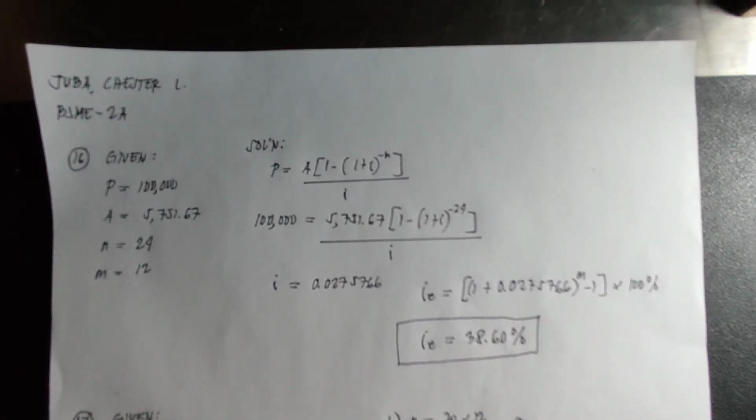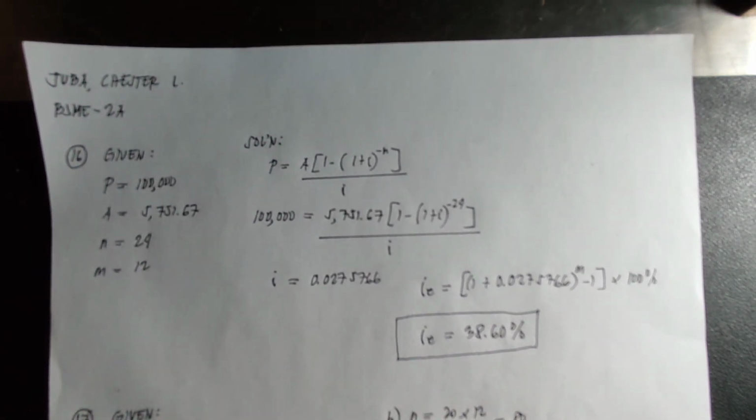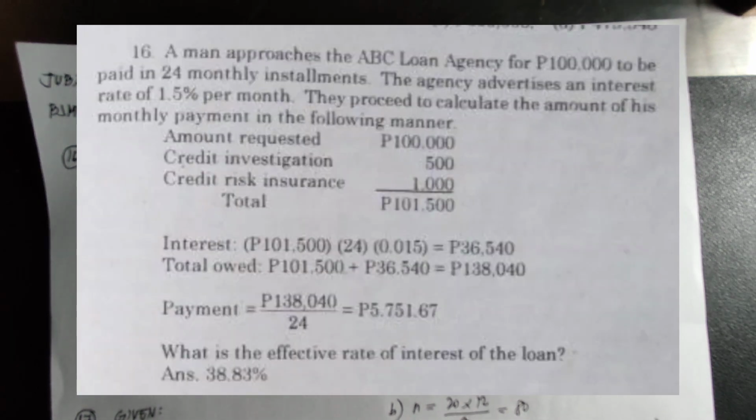So now we will go to number 16. It is said here that a man approaches the ABC loan agency for 100,000 pesos to be paid in 24 monthly installments. The agency advertises an interest rate of 1.5% per month. They proceed to calculate the amount of this monthly payment in the following manner. The amount requested is 100,000 pesos, credit investigation 500 pesos, credit insurance 1,000 pesos. Then sum it all up, we will get the total of 101,500 pesos.